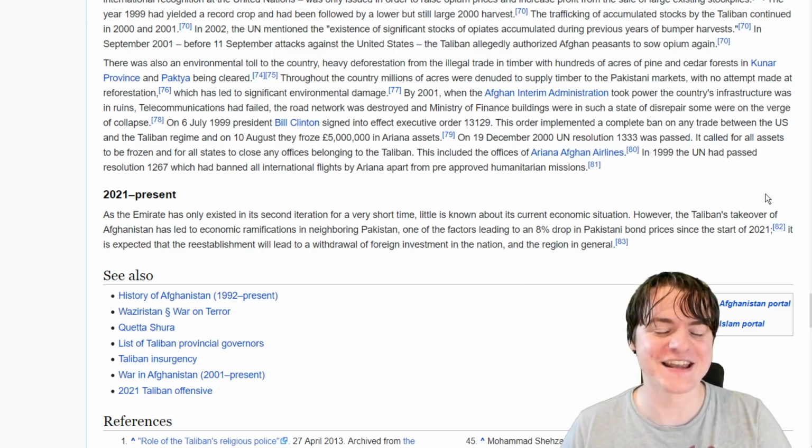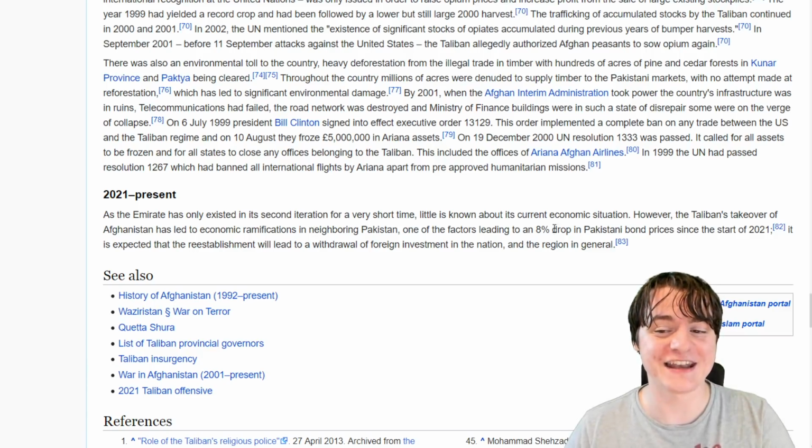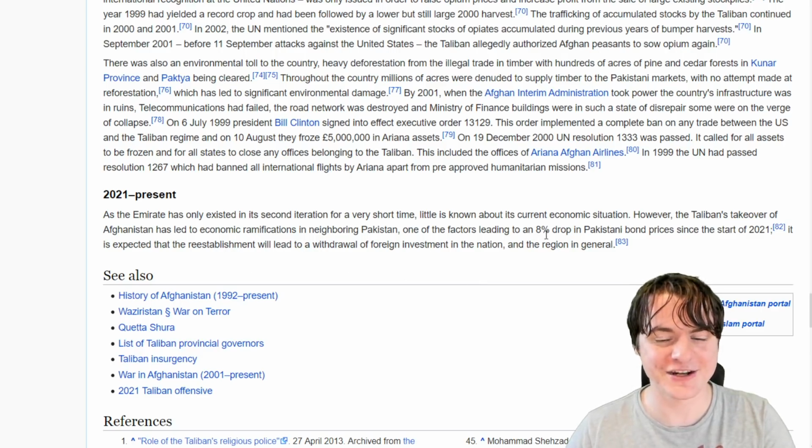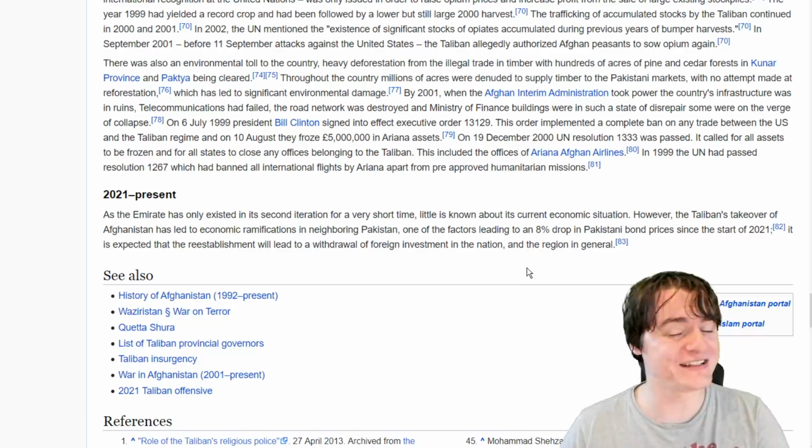interesting things, the Taliban takeover of Afghanistan has led to economic ramifications in neighboring Pakistan, leading to an 8% drop in Pakistani bond prices. It's expected the re-establishment will lead to withdrawal of foreign investment in the nation and the region in general. That's exciting.